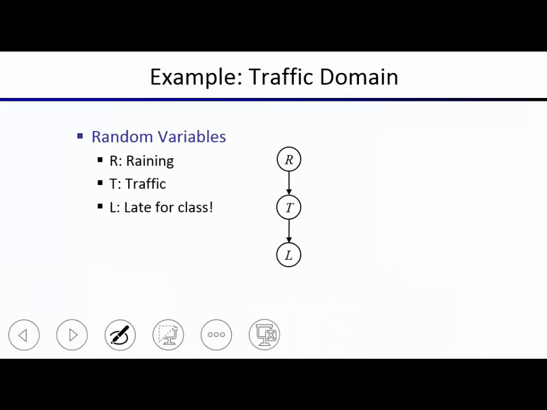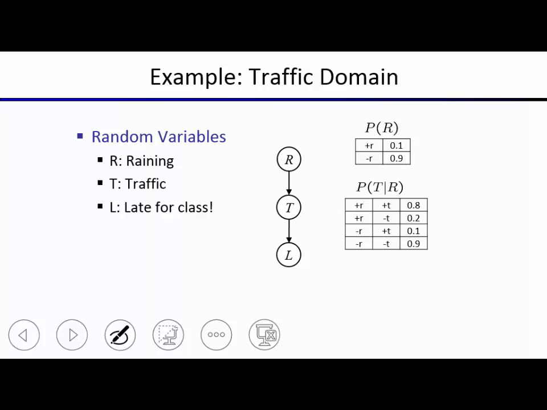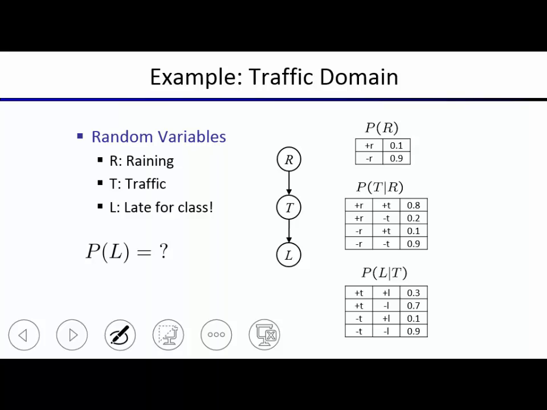Okay, let's now start using these factors. So let's start with a very simple example here, a BayesNet with just three random variables. It could be raining, there could be traffic, could be late for class. To fully specify the BayesNet, we need the corresponding conditional distributions. So we have a table for rain, one for temperature, traffic given rain, and then one for lateness given traffic. So that's our starting point. Now let's say the query is, what's the probability distribution for lateness?